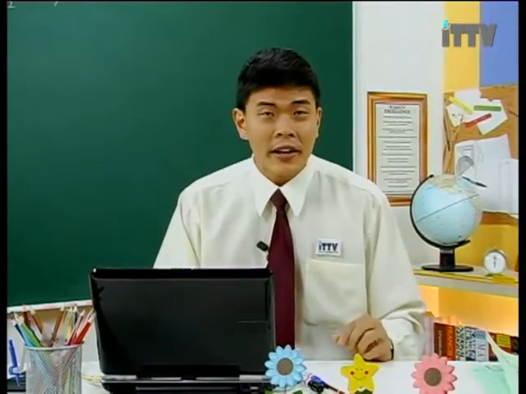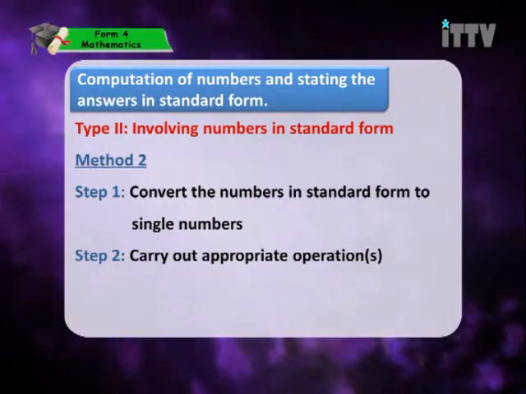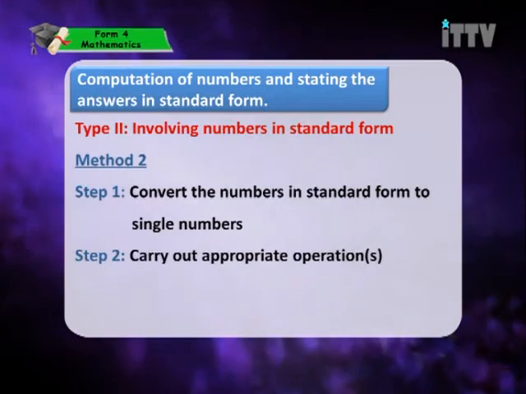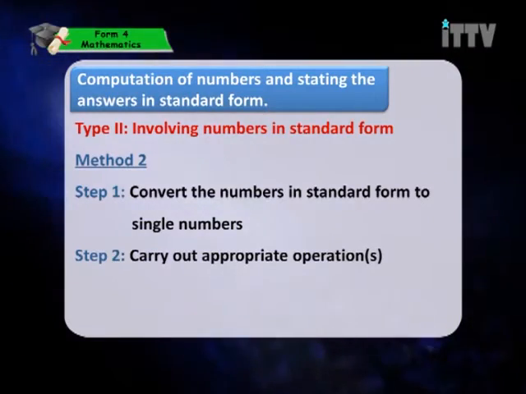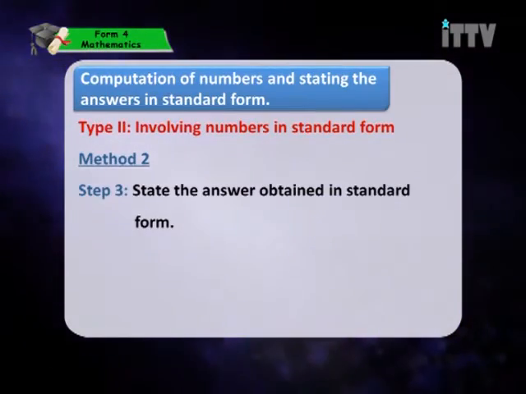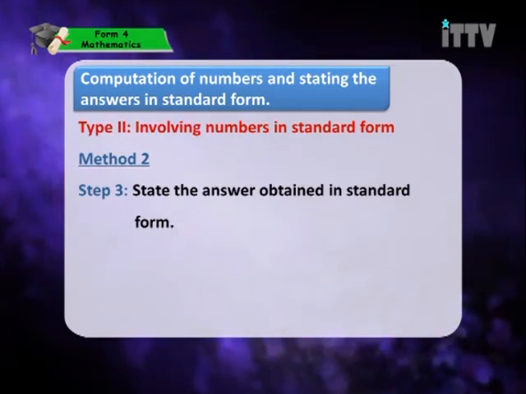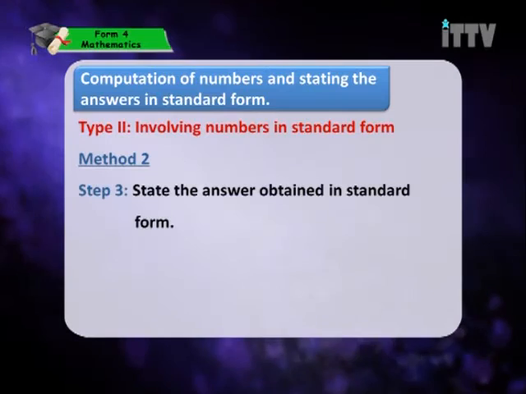Now we are still in type 2, where we are going to add, subtract, or add and subtract 2 numbers that are in standard form. But now we come to method 2. We have just looked at method 1, which involves 3 steps, where we have to standardize the index. For method 2, there are only 2 steps. The first one, convert the numbers which are originally in standard form back to their single numbers. And step 2, carry out the operations, and state the answer obtained in standard form, which is the last step. Now let's look at this example.